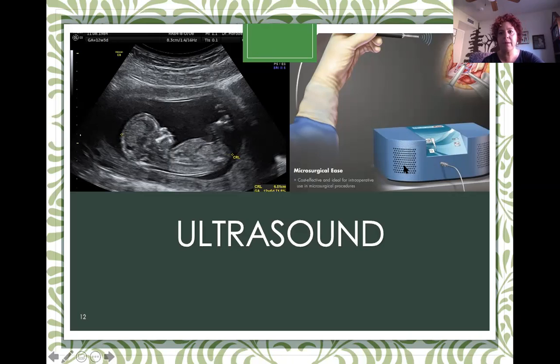So something that we might use intraoperatively as well, but it is safe for also looking at delicate structures like the developing fetus because it does not use gamma radiation.